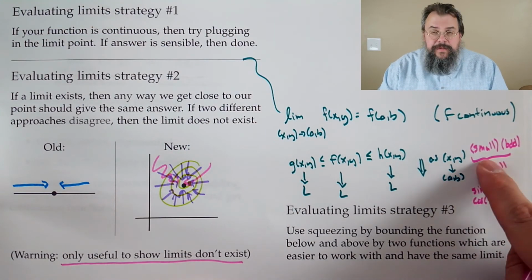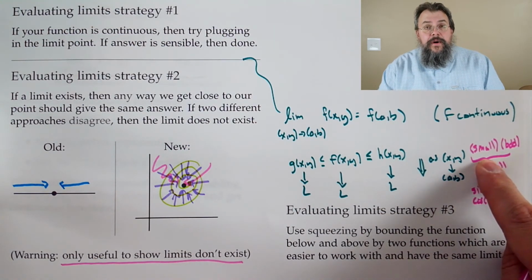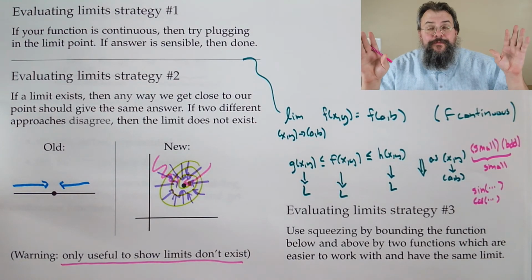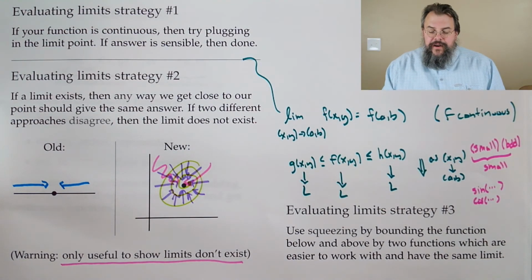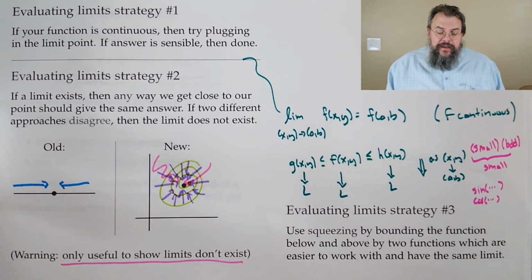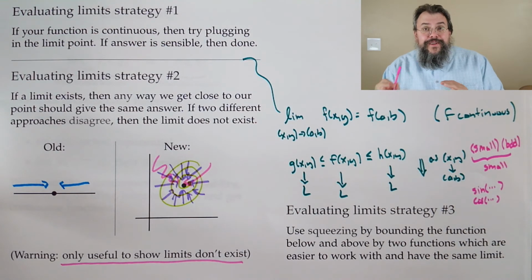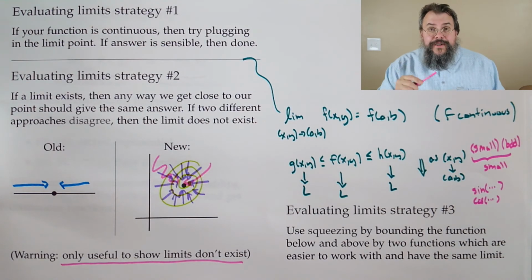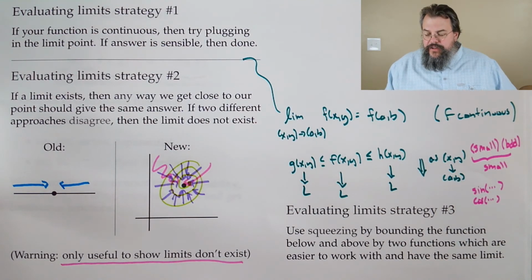So if we can multiply by something which we know is getting small, then we've won the game. So that's a great way to do it, is by using squeeze. Okay, and this one takes a little bit of practice. It's not always easy to spot, but we'll have a chance to do some practice in our practice session.